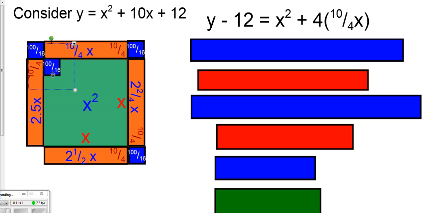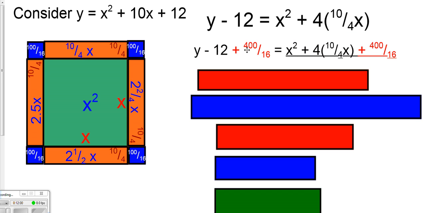We need to add 4 of those into every piece. Now we've completed the square. Notice again, we didn't use this 12 at all. Since this 12 wasn't used, the 12 gets subtracted right away. Remember, that was our first step, subtract the constant. Delete that. We're adding 4 of these, so we're actually adding 400 over 16. 100 over 16, another 100 over 16, another. It's actually 400 over 16.